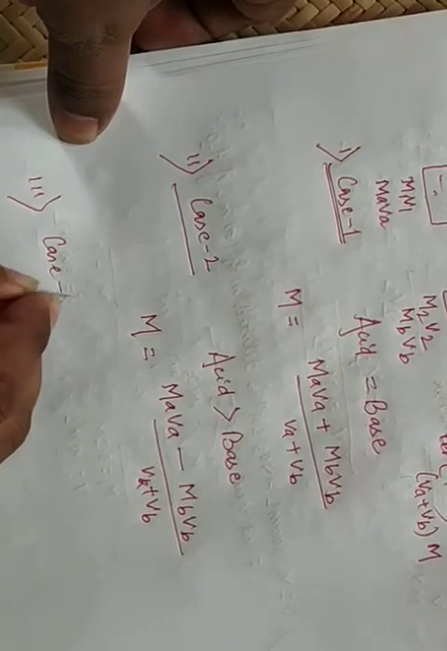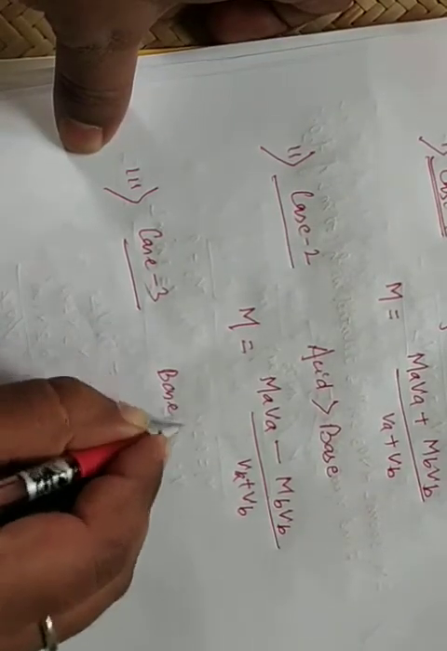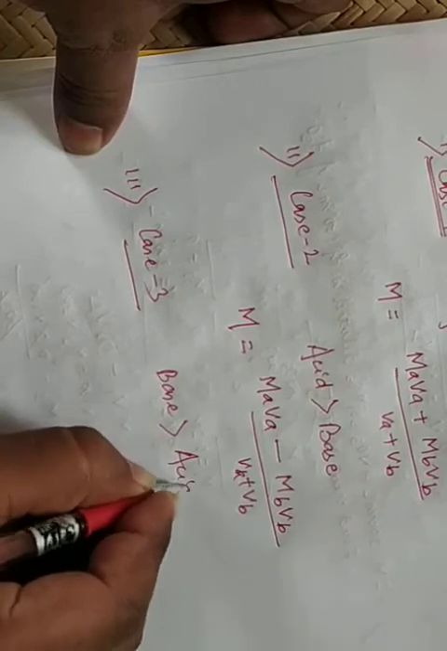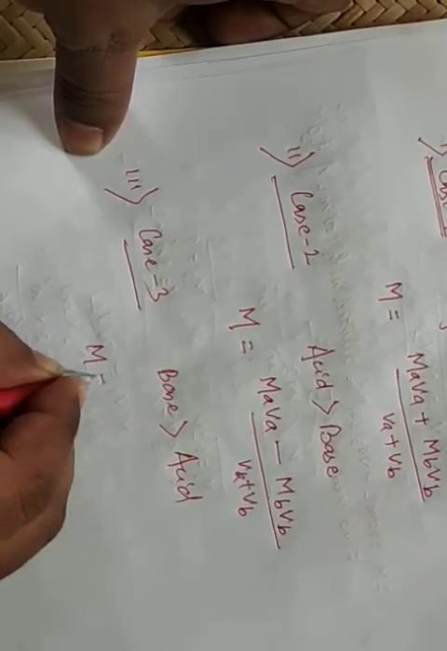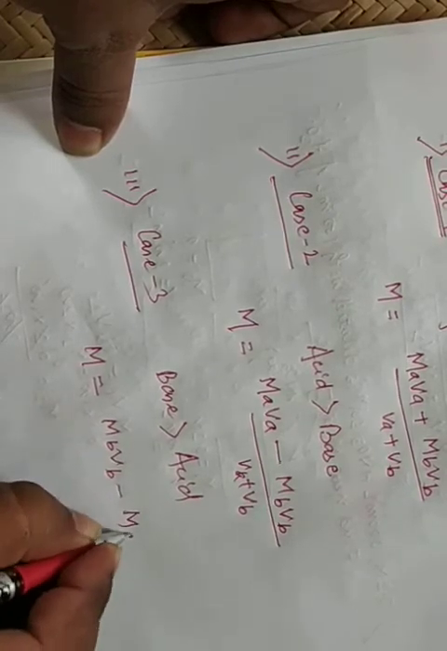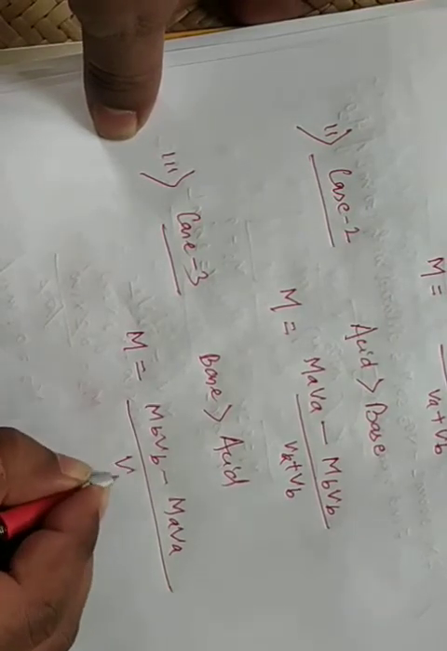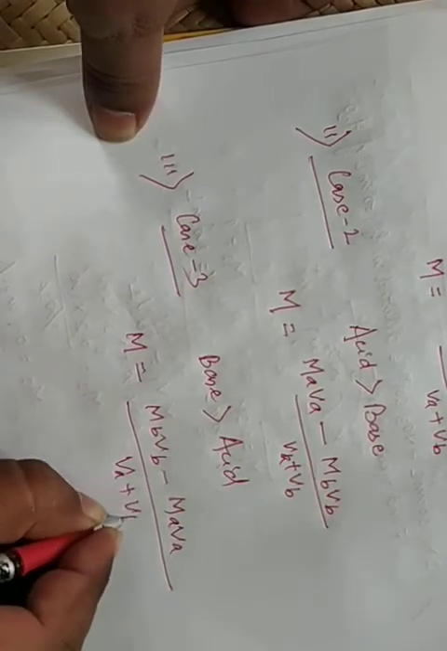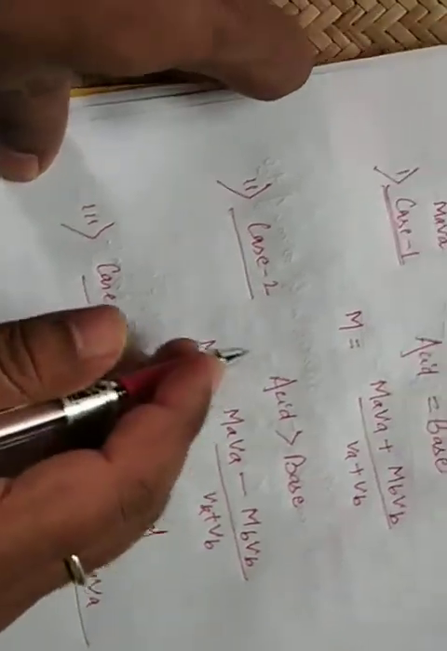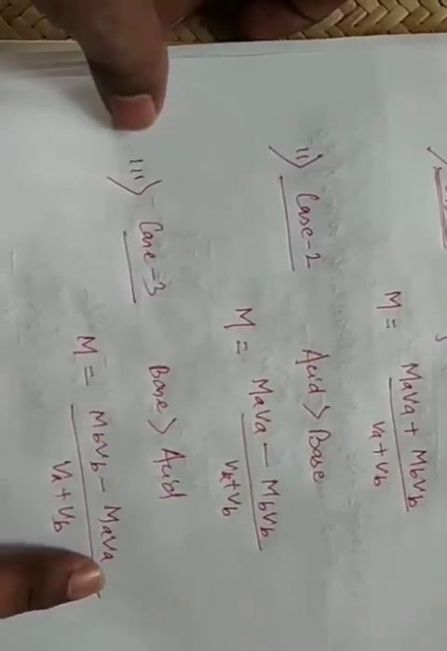Now the third one, case 3: in this case the concentration of base is greater than acid. So now the formula is very easy: MbVb minus MaVa upon Va plus Vb. The volume increases now because both solutions have different volumes. The volume is added, okay, in all the cases.